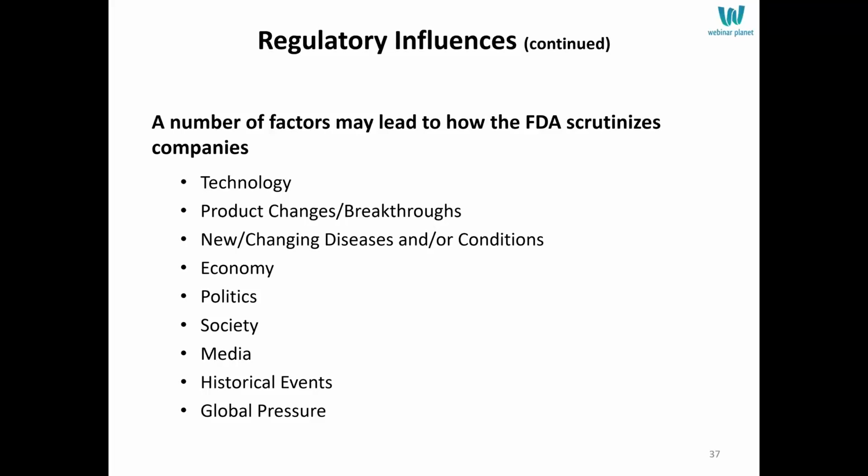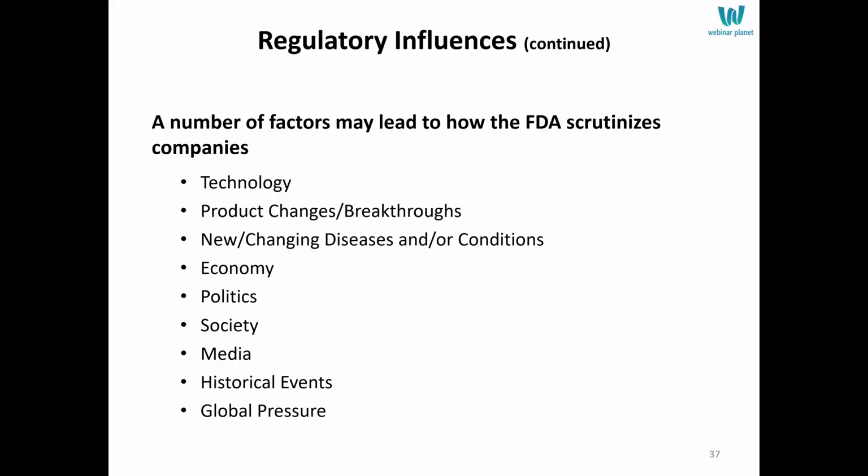So a lot of factors lead FDA to scrutinize companies more or less heavily. Technology, product changes and breakthroughs, new changing diseases and conditions, economy, politics, society, media, historical events, and global pressure.